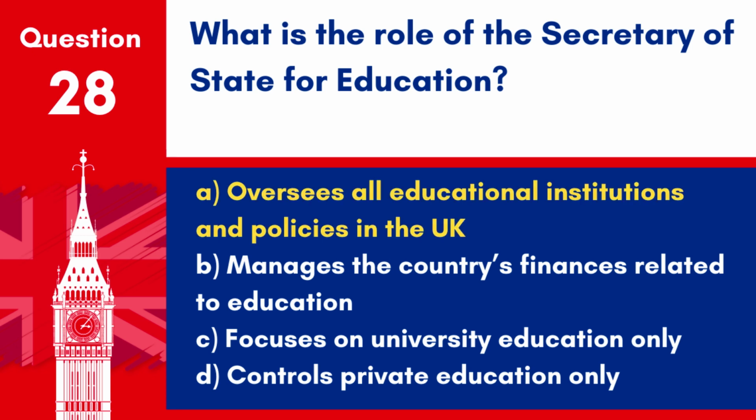Answer A. Oversees all educational institutions and policies in the UK. The Secretary of State for Education is responsible for the work of the Department for Education, including early years, children's social care, teacher training, school curriculum, and more.